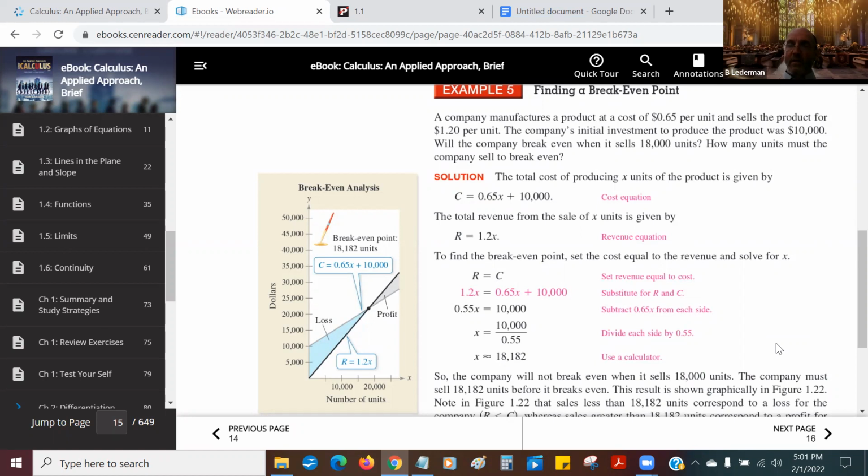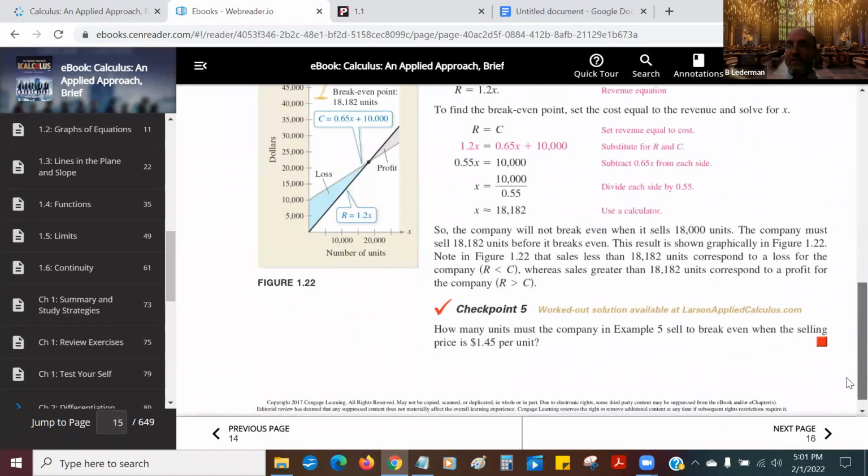Break even means they don't make any profit, but they don't have any loss. The profit comes when they sell more than 18,000. So that's the thing. Sometimes it takes time to see a profit.